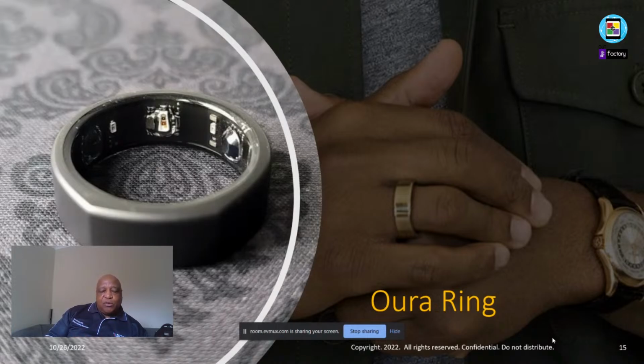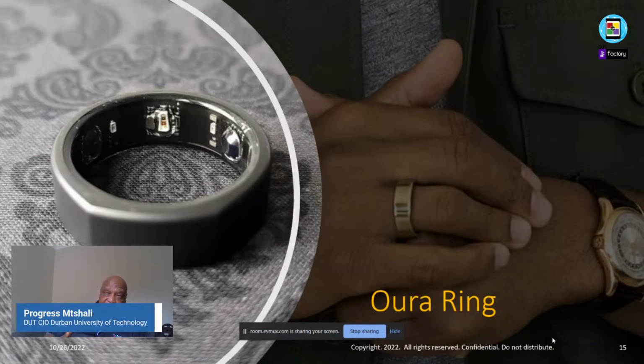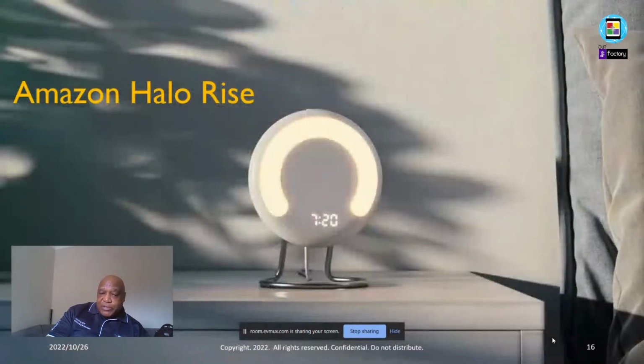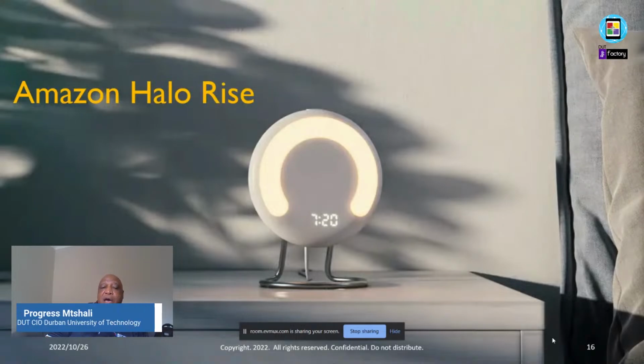You can look at your pulse rate. Some of them may have the ability to measure your blood pressure. So there's a proliferation of them coming on the market. This one is also interesting, even though it's not a wearable, but it does monitor your sleeping patterns. The Amazon Halo Rise, because it monitors your temperature as you're sleeping, your breathing patterns and other features to then give you a report as to how your sleep was the night before.